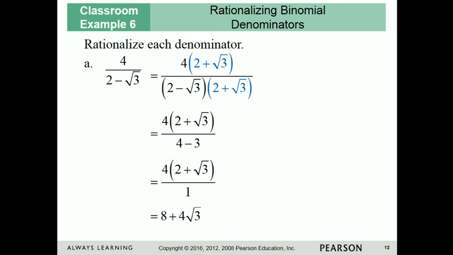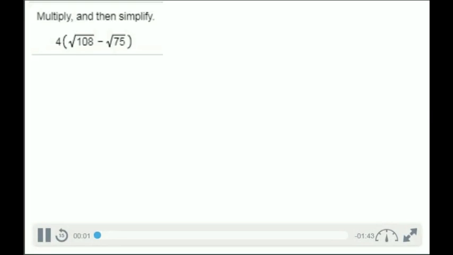So now let's go ahead and take a look at some of the homework problems. Okay, so this problem says to multiply then simplify. But actually, it's much easier to simplify these radicals first and then go ahead with the multiplication. So I would say do it the easiest way possible.